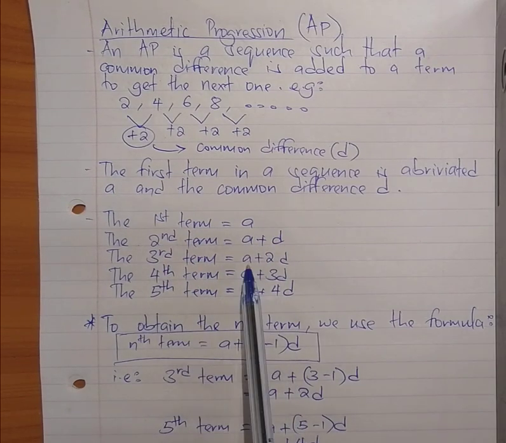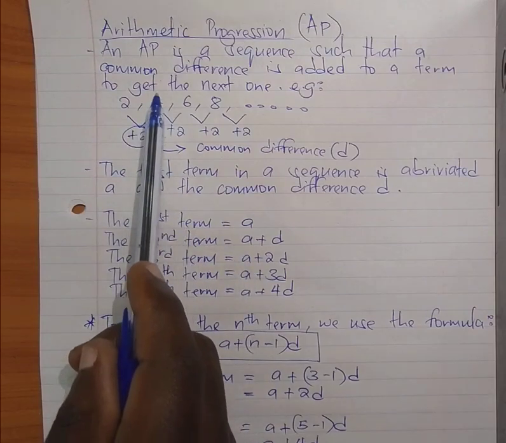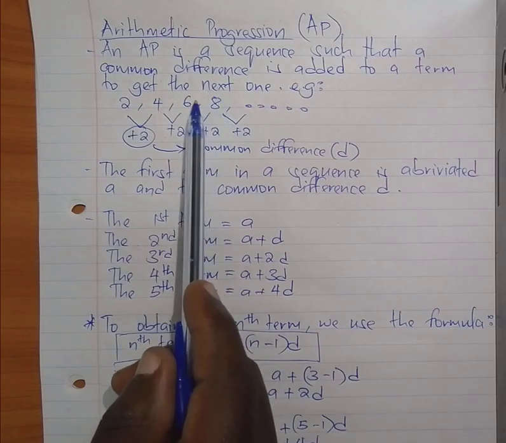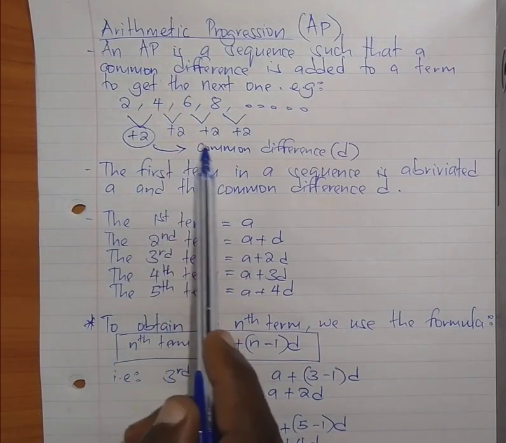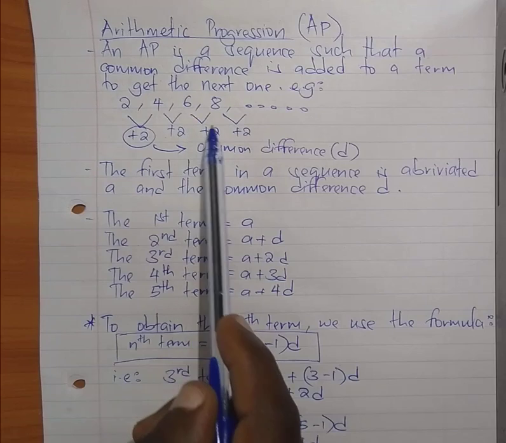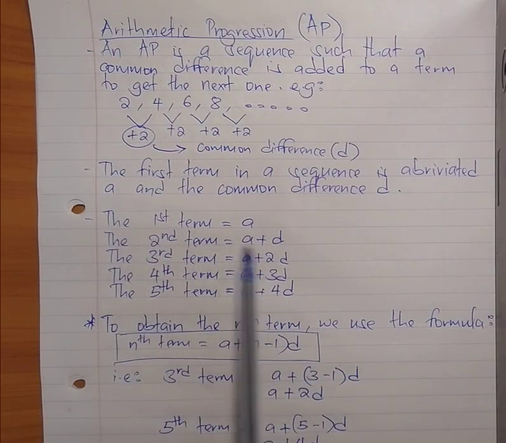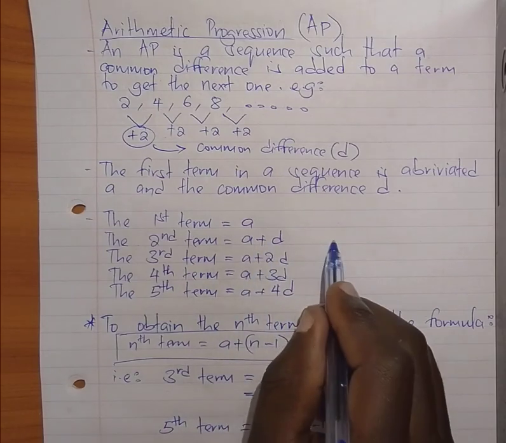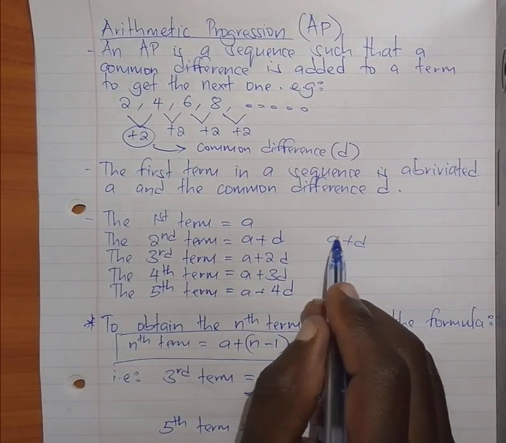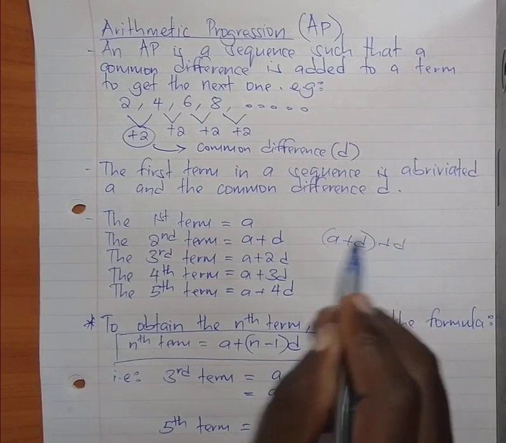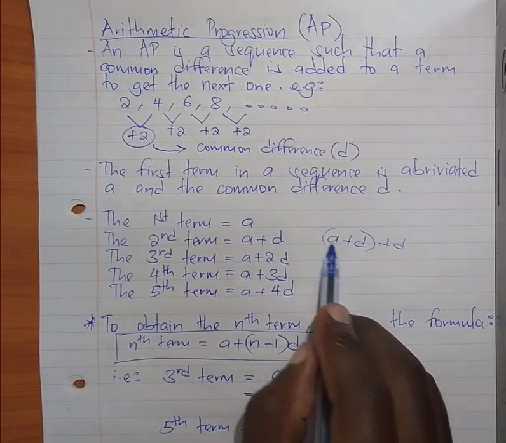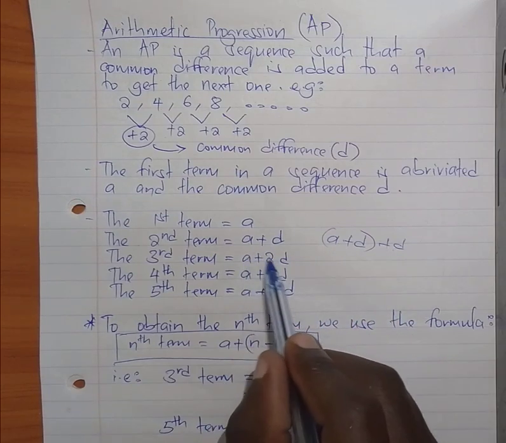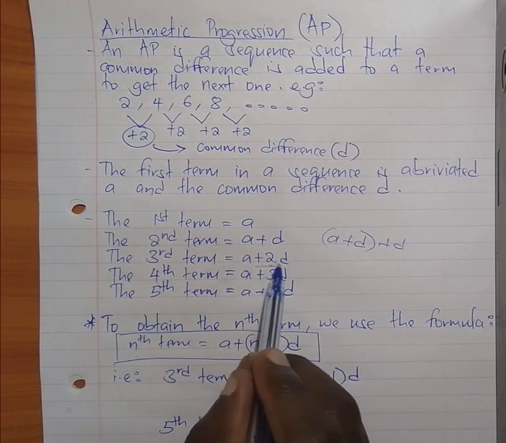To get the third term, we take the second term and we add the common difference. So here we'll take the second term, A plus D, and then we add the common difference, D. This will now be equal to A plus D plus D. D plus D is 2D. So we'll have A plus 2D. That's how this A plus 2D comes about.